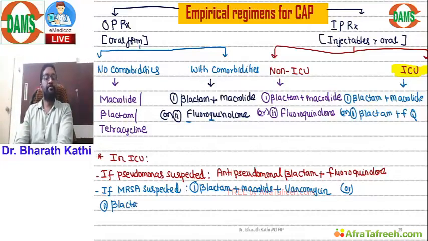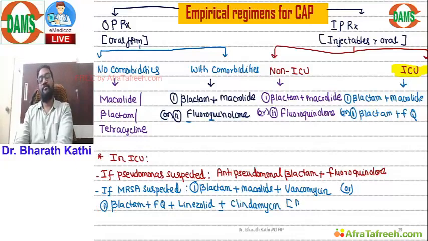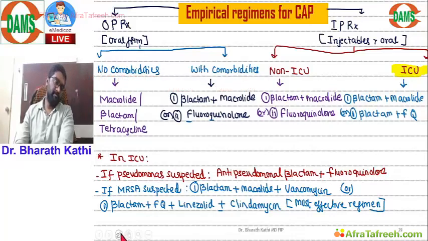beta-lactam with fluoroquinolone with linezolid with or without clindamycin. Right now this second regimen is considered as the most effective regimen against staph within the ICU.